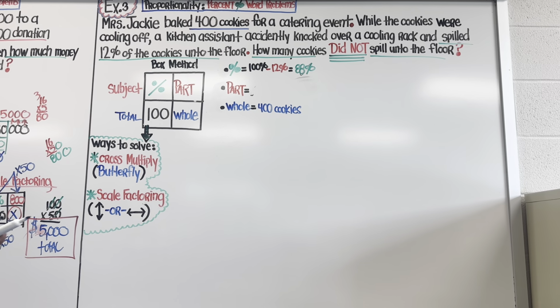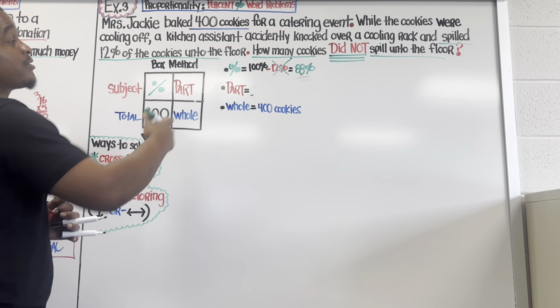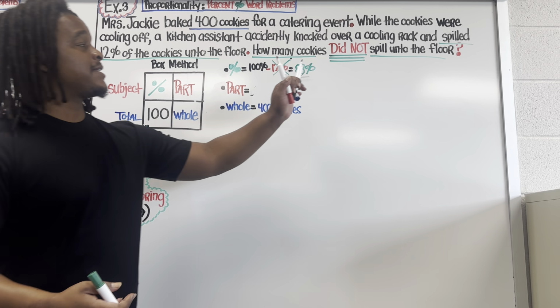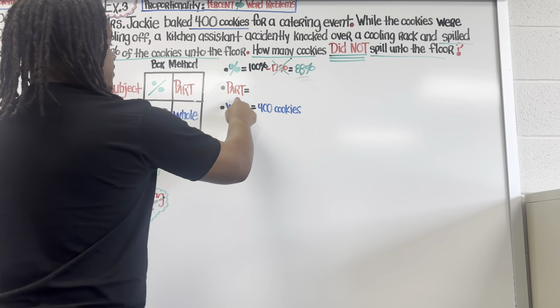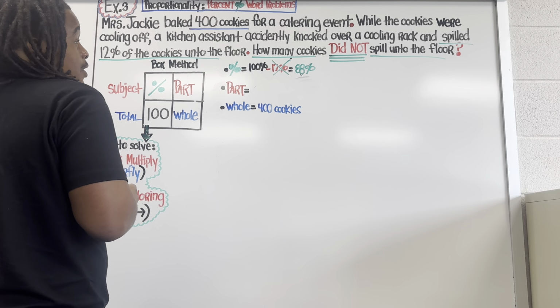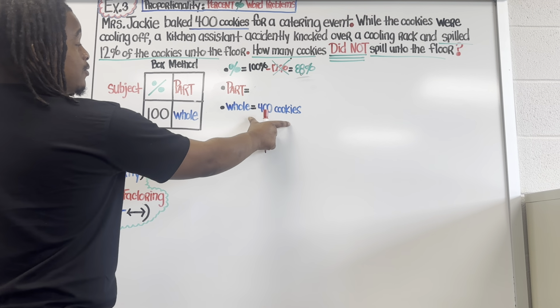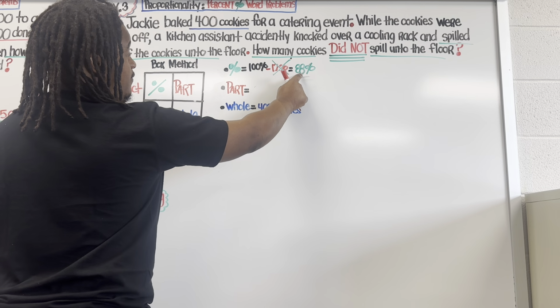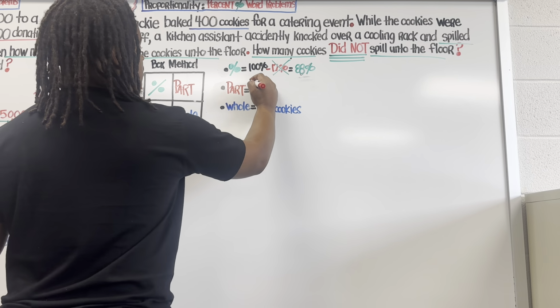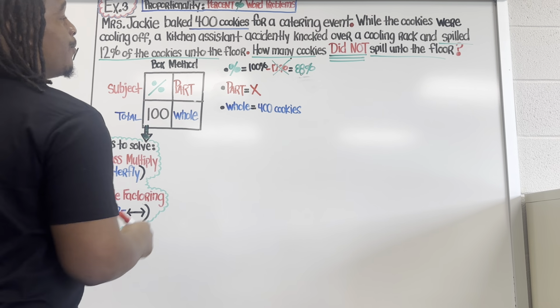So that's the percentage that we're going to use, not the 12%, because that represents the cookies that spilled onto the ground. The question is asking how many cookies did not spill onto the ground, okay? So it's actually 88%, right? But we don't know how many cookies actually spilled onto the ground. We just have the total number of cookies that was there and the percentage of cookies that did not spill onto the ground. So we don't know how many, so I'm gonna put an X, but we can solve for that.